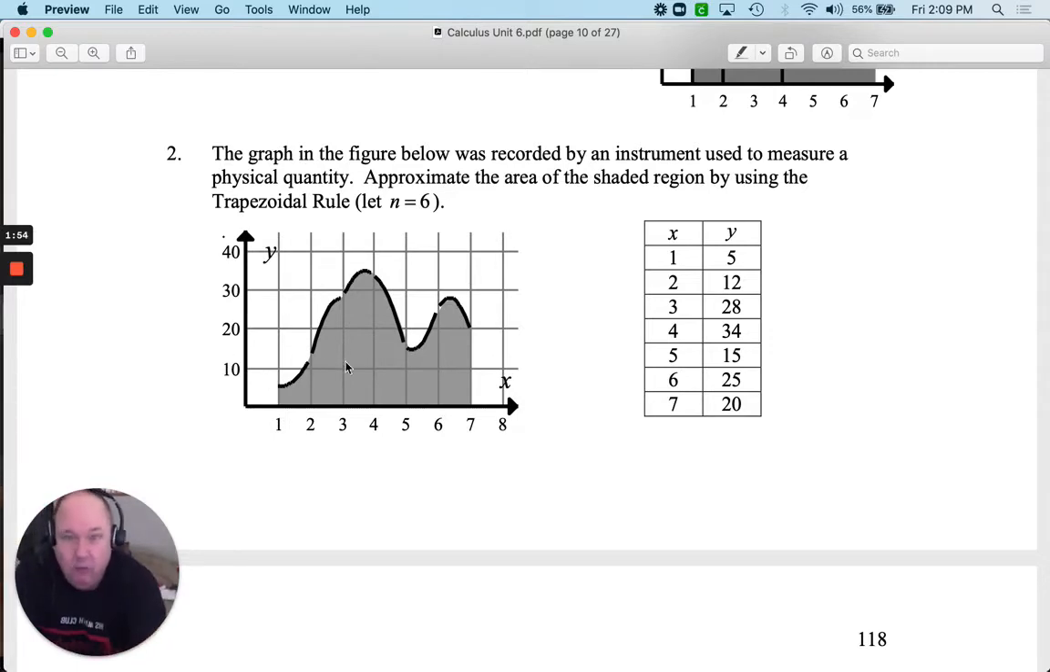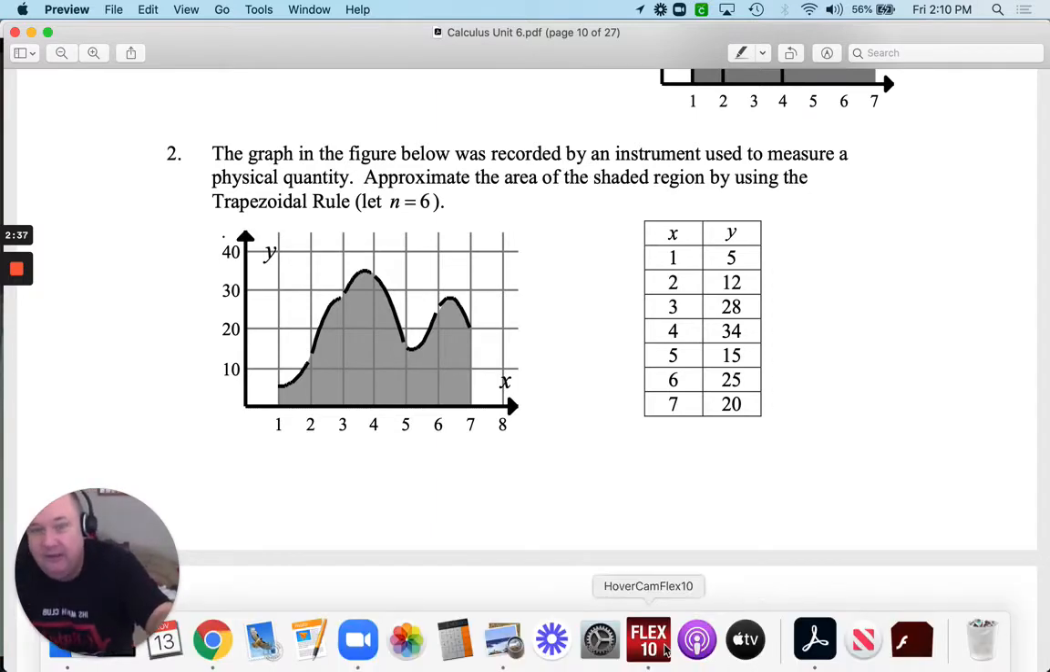And then the rule for multiple trapezoids of the same width: take the first height, which is, what is the height at 1? 5. Then the next height at 12, you double it because you need it for the first trapezoid and the second trapezoid. Plus double the next height, which is 28, because you need it for both. It's shared. Double 34, because that base is shared. Double 15. And then double 25. And then the last one, 20, don't double because it's not shared. It's only used by one trapezoid, and that's done.